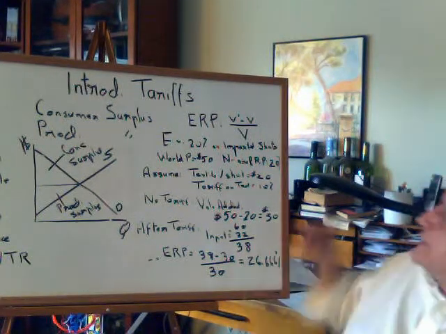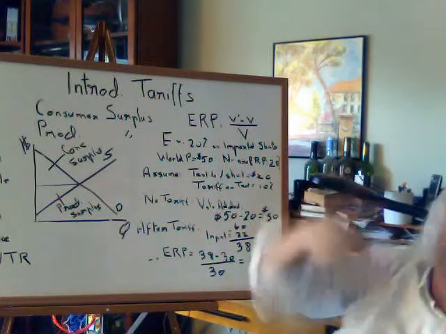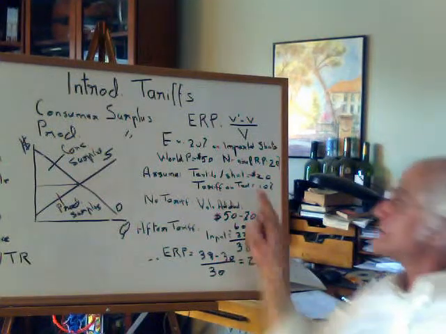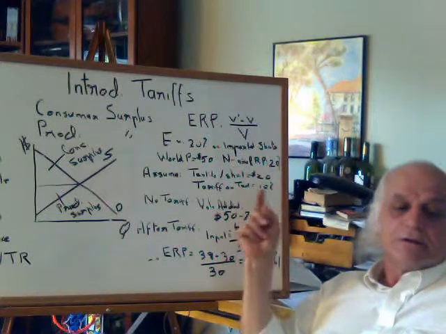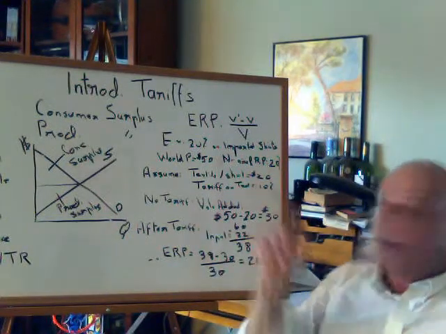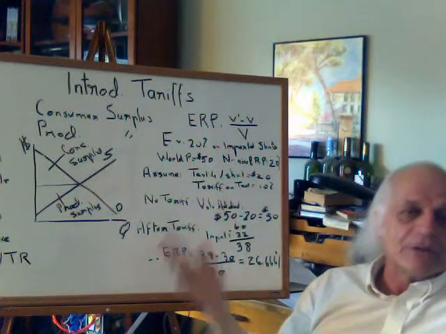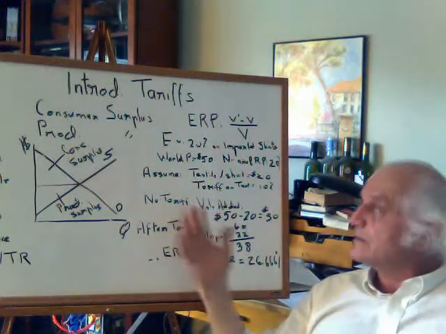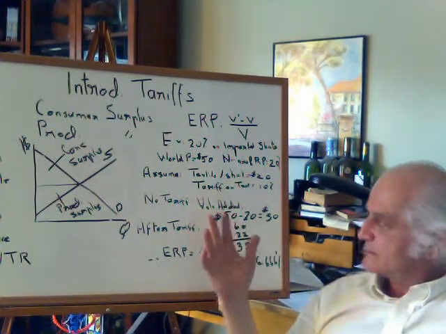The formula is very simple. It's V prime, that's to say the new resulting value added, minus the old value added, all divided over the old value added. This is to say it's the change in the value added over the value added, which is really the percentage change in the value added. So the idea is very simple. Let me give you an example of what that means.